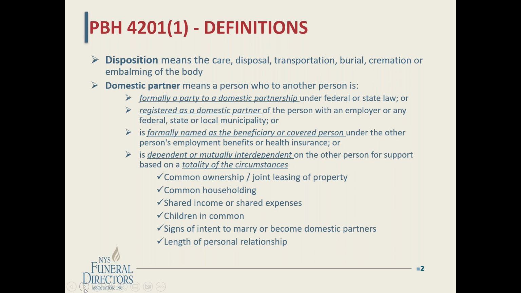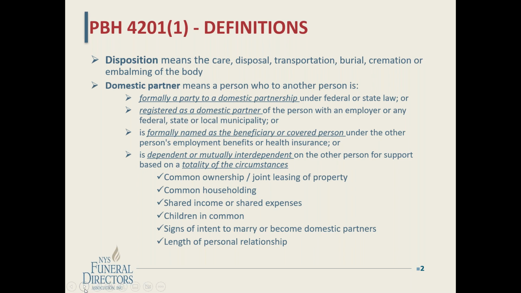So it can be 1 or 2 of these things. It can be all of these things. It can be 3 of them. So it really depends on the individual circumstances. But the things that are looked at are the things that are in that list that are checked off. So the more of these things that they have, the more likely they'll be able to prove they're domestic partners.